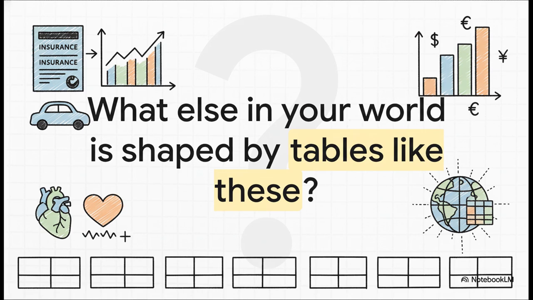From the price you pay for insurance to the health warnings you see on the news, all the way up to the budget of an entire nation. What other hidden calculations, laid out in simple tables just like these, are quietly shaping the world all around us?